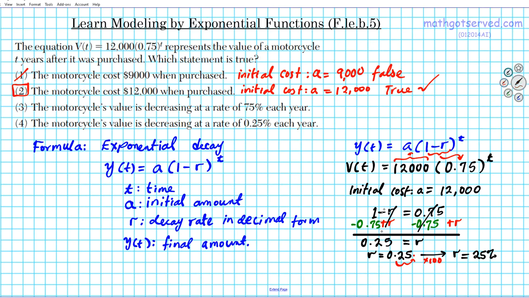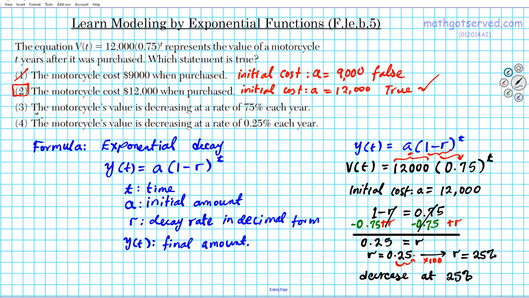So in this particular situation that we're dealing with right here, the decay rate, or the value, decreases at 25%. We got this as a consequence of multiplying 0.25 by 100.